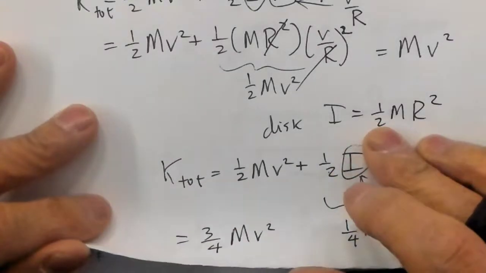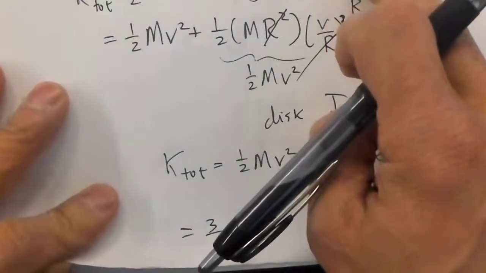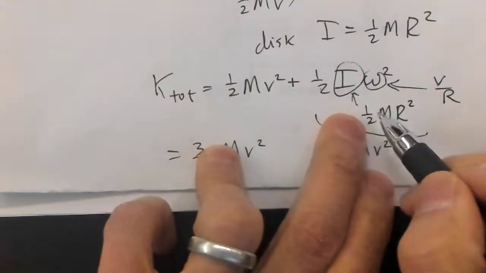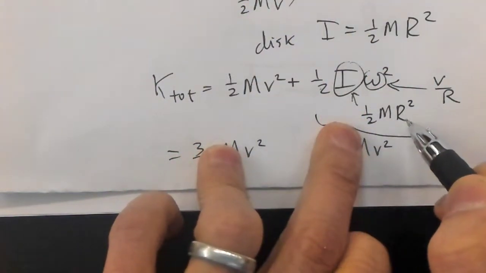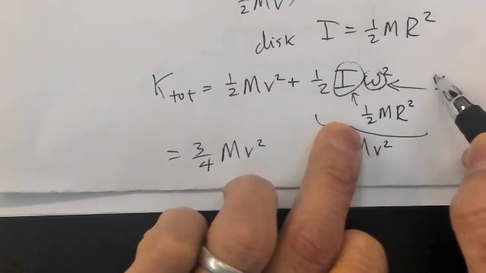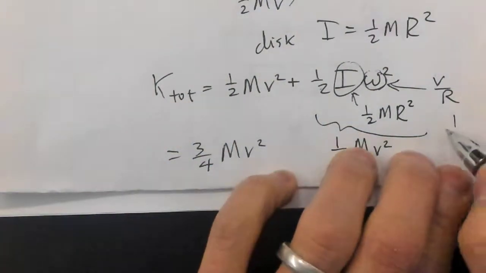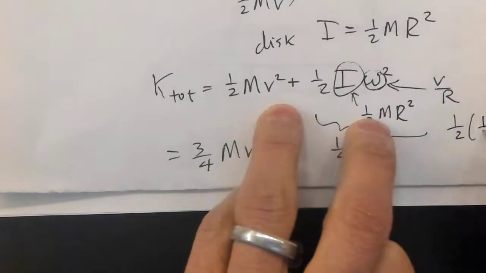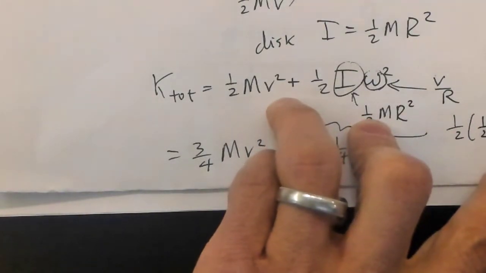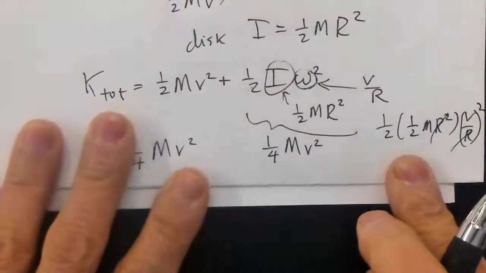Oh, sorry? Which part? This one? Okay, it's the same as this one up here. The I is equal to 1/2 mr squared. And then I have the omega here is V over R, so it gets squared. So I will get 1/2 from here, I get a 1/2 mr squared, and then I will get (V over R) squared. And then the R's cancel.